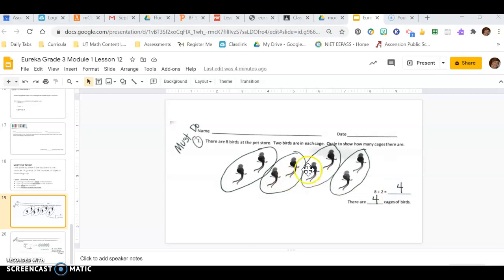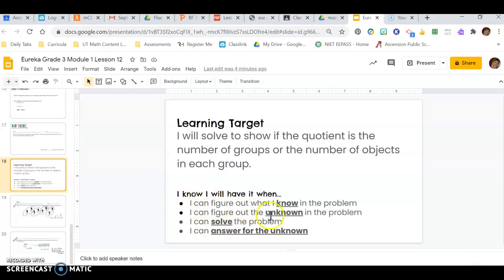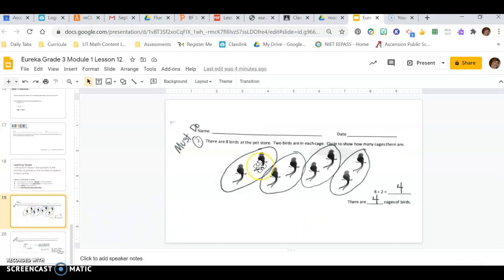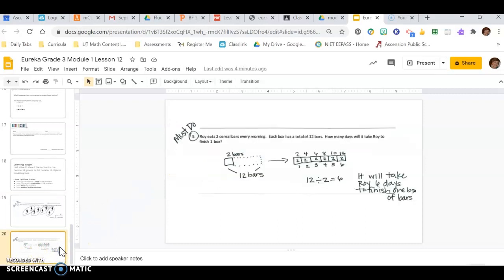So if you circled 4 birds, you still would get the same answer here, but that means you're still a little bit confused about number of groups and size of groups. So remember that we're trying to figure out what we know in the problem, and we're trying to figure out our unknown. So if you got those mixed up, you're still a little bit confused about those two things, and that's okay. Let's go ahead and check number 5.